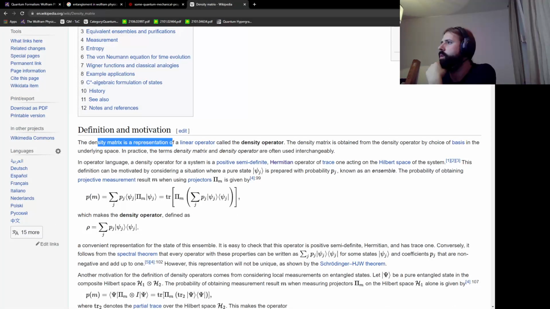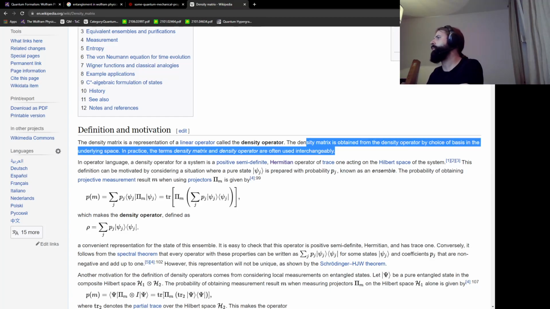There's a definition of motivation. It's a linear operator called a density operator. The density matrix is obtained from the density operator by a choice of basis.